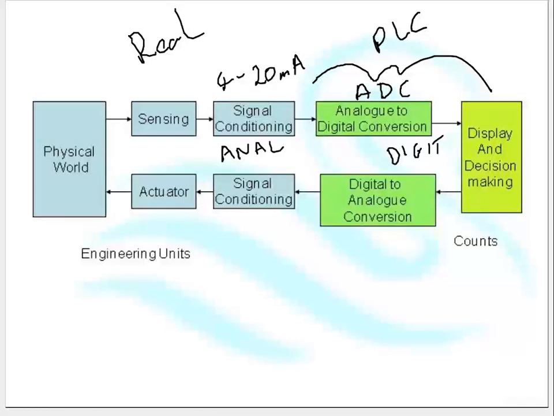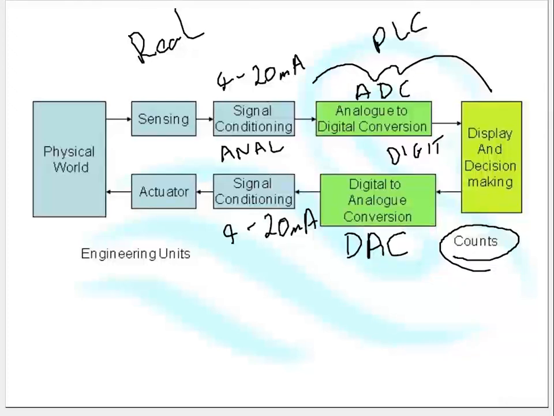We make decisions, or we display those values, and then we have to output back to the real world from the PLC. To get the digital PLC values, oh, and by the way, I should mention that inside a PLC, signals are always called counts. It's a historical thing. Now, we're going to go from counts, which live in the digital world, back out into the analog world. To go from digital to analog, we use a digital to analog converter. And that allows us to go back into 4 to 20 milliamps, out to an actuator, some type of valve, and that affects the physical world.